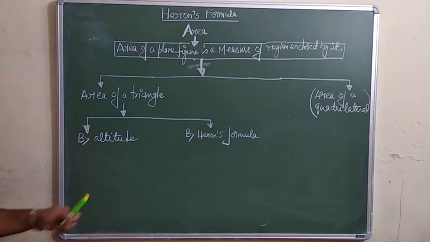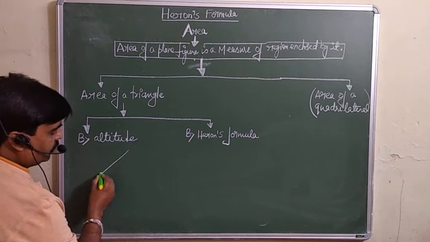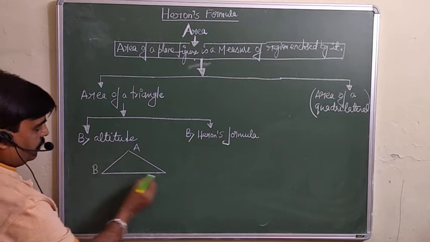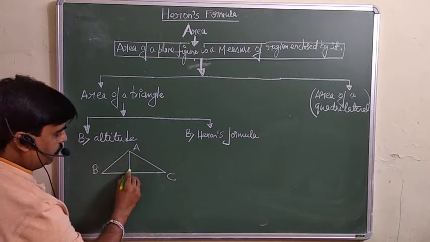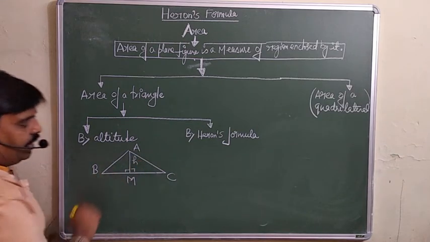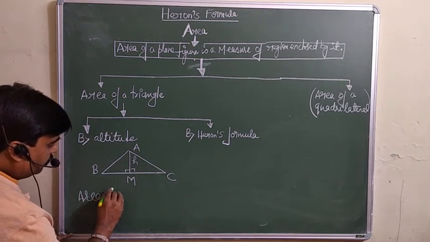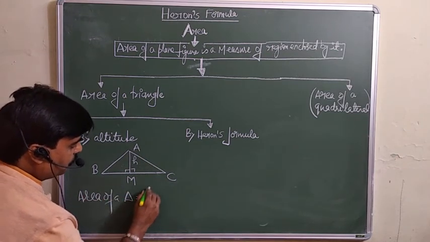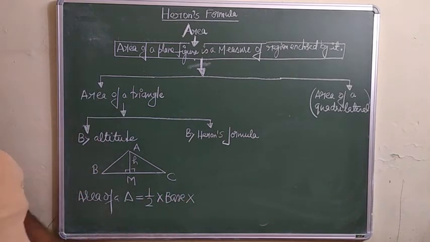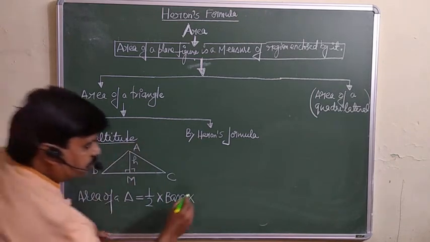If we find the area of a triangle by altitude, suppose any triangle is given, for instance this is your triangle ABC, and here is the perpendicular. This is the altitude. You can see AM is the perpendicular on this side, that you can see as H. So the general formula: area of a triangle is equal to 1 over 2 into base into the altitude, but instead of the altitude you are supposed to say the corresponding altitude.